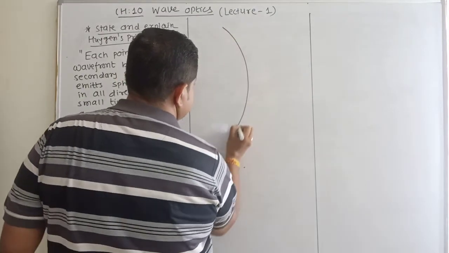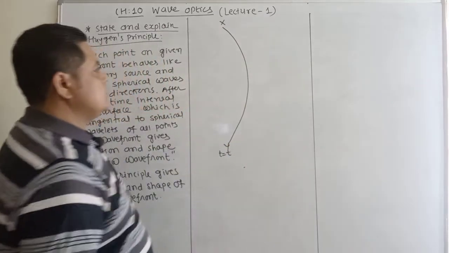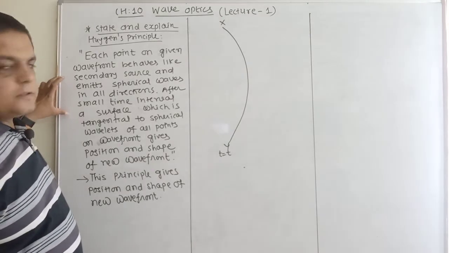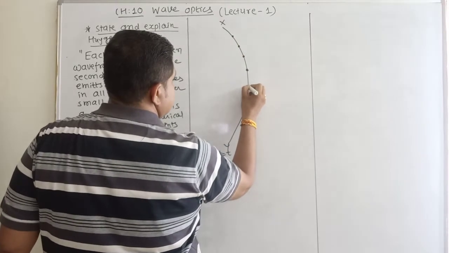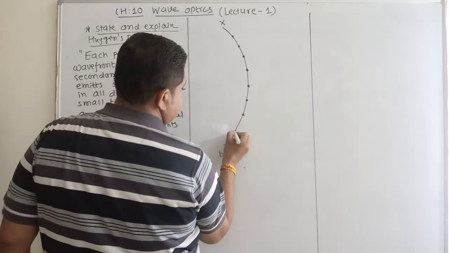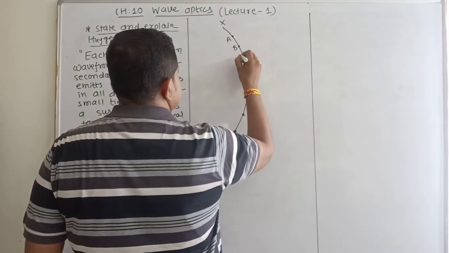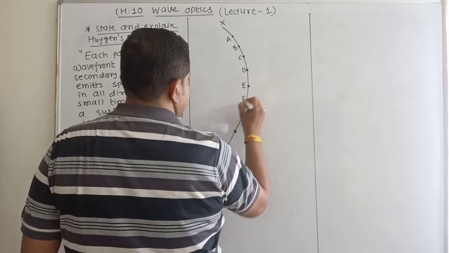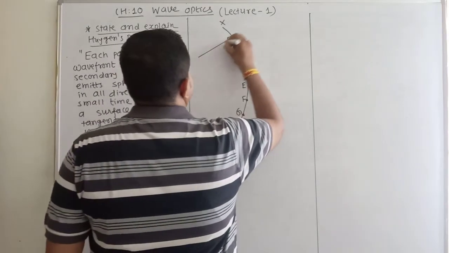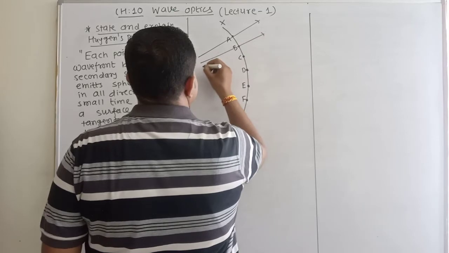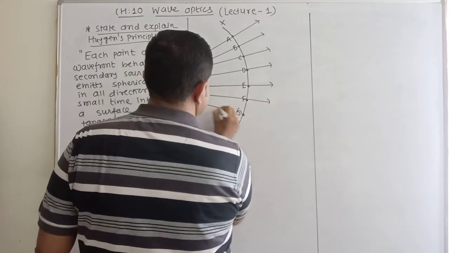Suppose XY is the wavefront at time t equal to t. Now according to Huygens principle, each point on this wavefront behaves like a secondary source and emits spherical waves. A, B, C, D, E, F, G, H are the points on this wavefront at time t. We know that the direction of rays is always perpendicular to the wavefront. So these are the rays passing through points A, B, C, D.